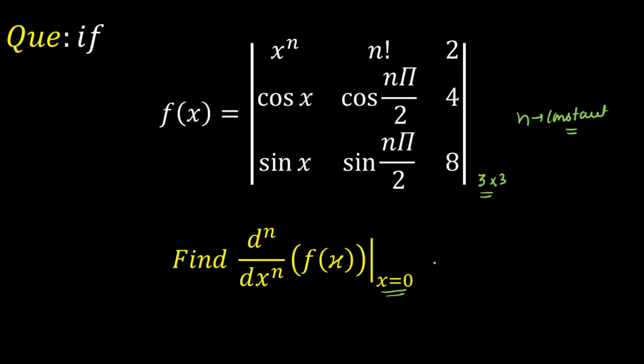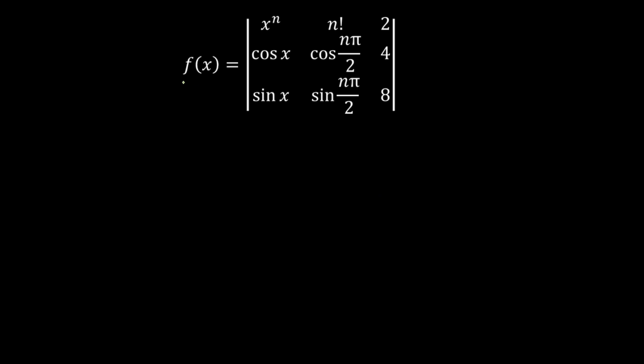This is our question. So now in the next slide I'm going to solve this question, and feel free to pause the video and try this. Now our question is, if f of x is given in the form of a 3 cross 3 determinant, our objective is to differentiate f of x n times at x is equal to 0. So rather than opening the determinant, I'll differentiate the determinant column wise.